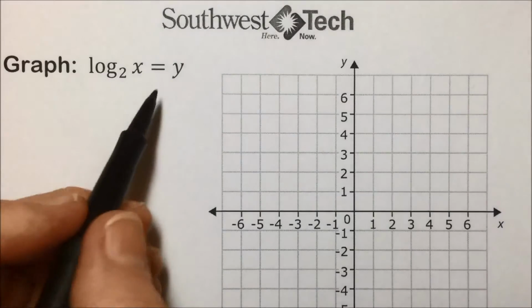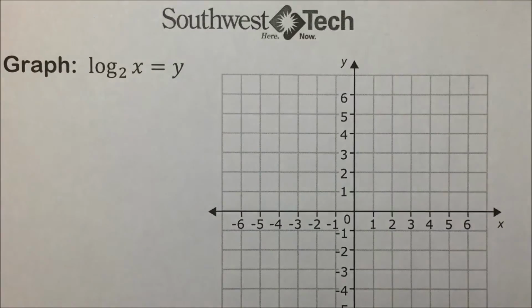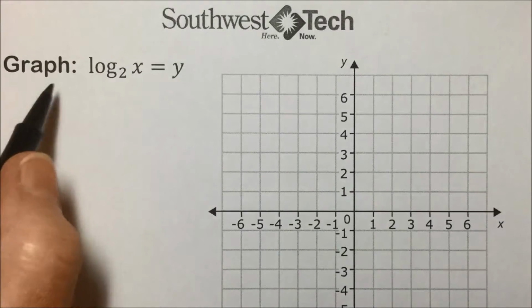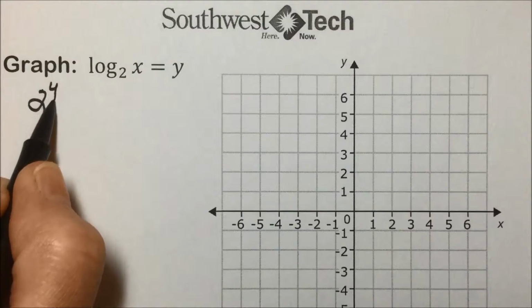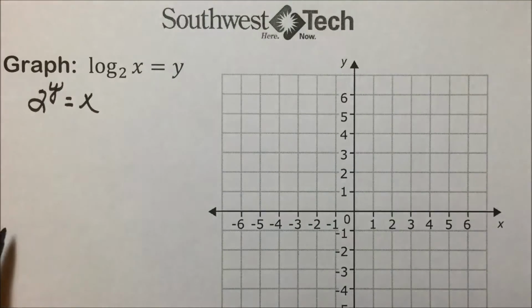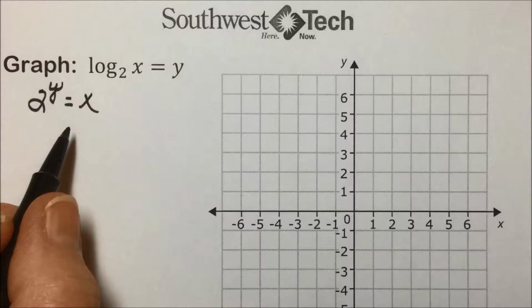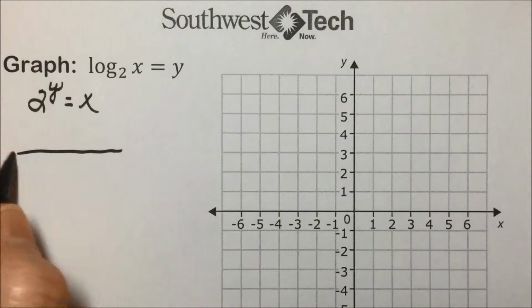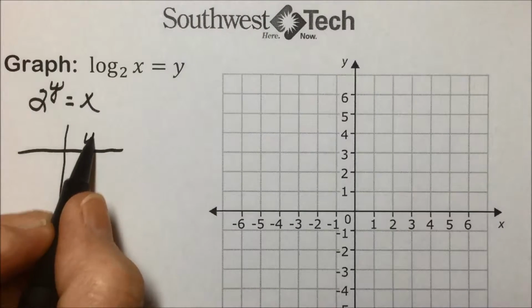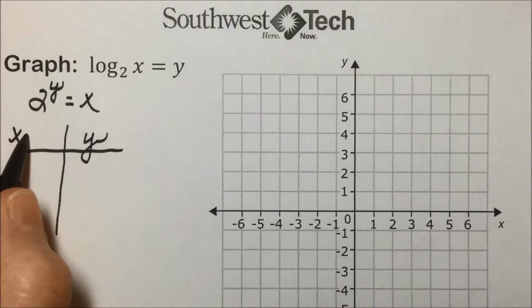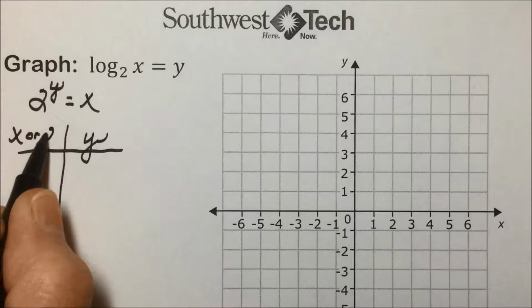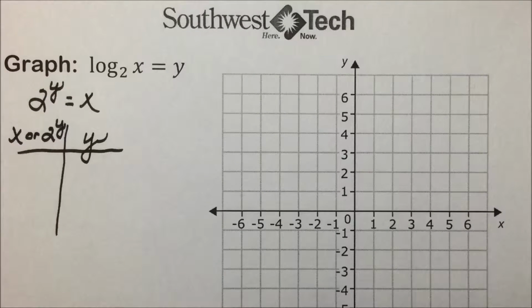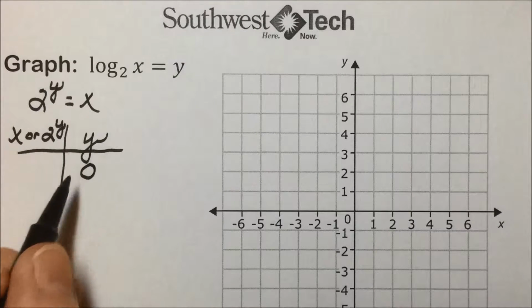We're going to translate this logarithmic function into its equivalent exponential form, which would be base 2 to the y power is equal to x. We can find ordered pairs that are solutions by choosing values for y and then computing the values of x. So our x will be 2 to the y power. Again, we'll start with a y value.